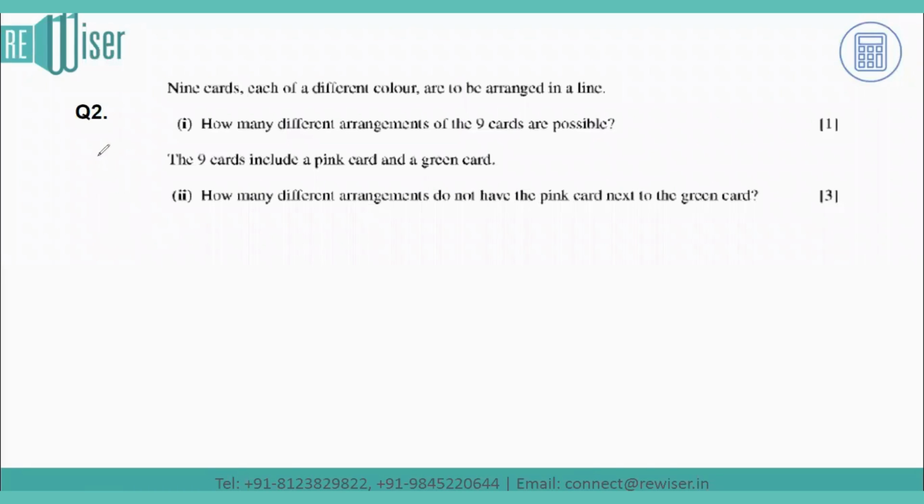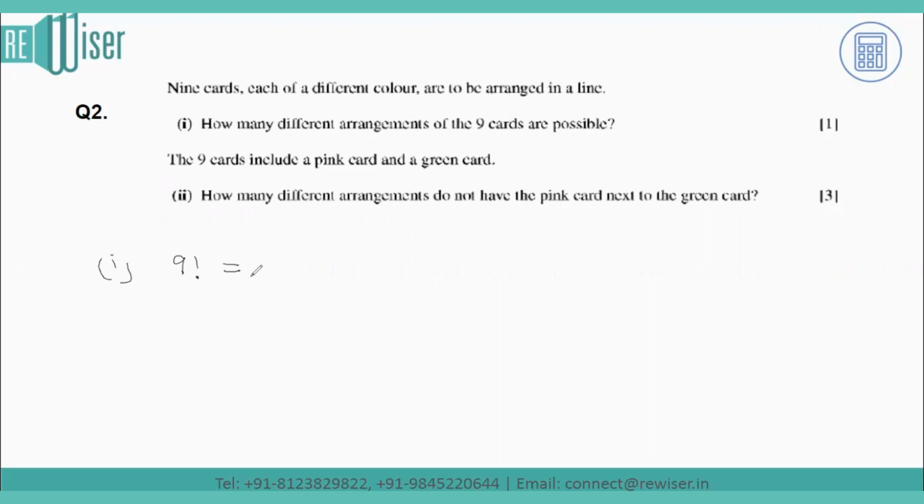Hello students, if we talk about question 2 part 1, they have said that there are 9 cards, each of different color, to be arranged in a line. In how many different arrangements of 9 cards are possible? So they're talking about arrangement, so it has to be permutation. And since the 9 cards are all different, they can be arranged in 9 factorial ways.